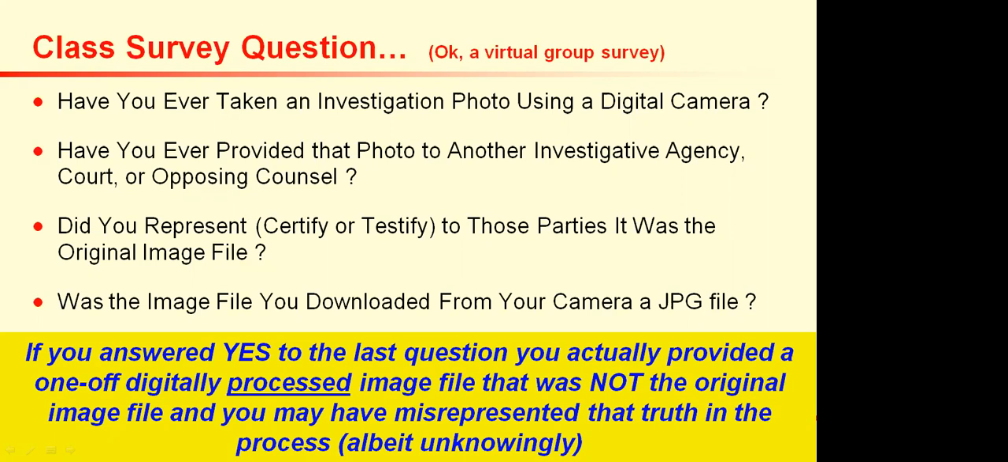All right. The truth is that when you download your camera and you get a JPEG format image out of it, you are presenting a one-off digitally processed image. That was that third term. Remember processing? Processing is what happens inside the camera between the moment you press the shutter button and the moment it gets written to the memory card. Okay.